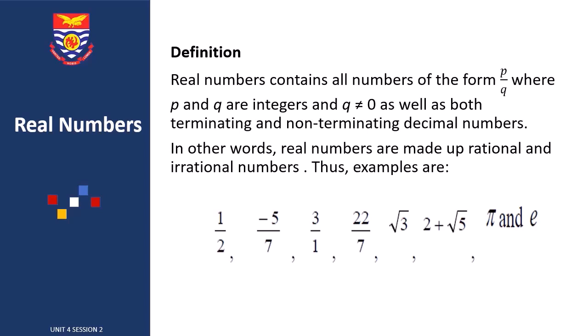That is, 1/2 is a rational number, minus 5/7 is rational here, 3/5 is rational, but the square root of 3 is irrational. You can also see 2 plus the square root of 5 is irrational. We have pi here. We also have the exponential, the natural logarithm base, e.